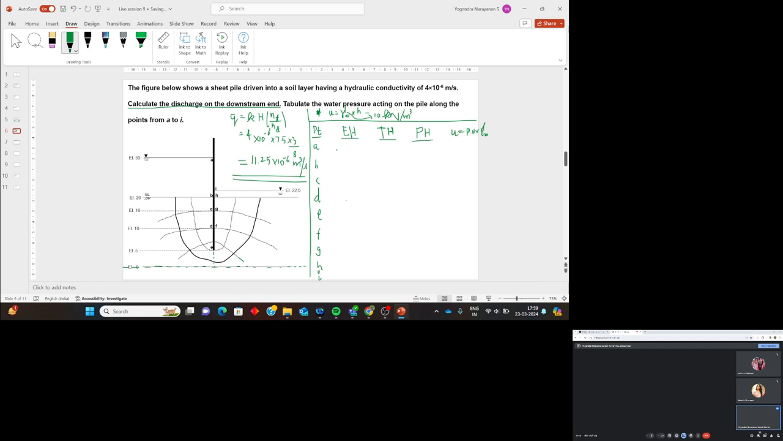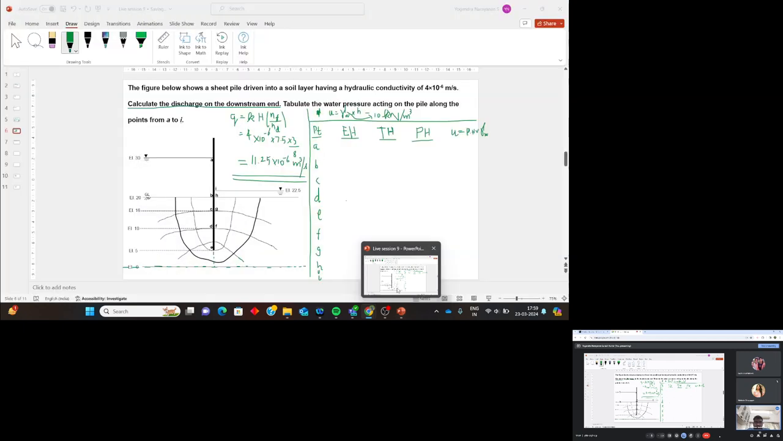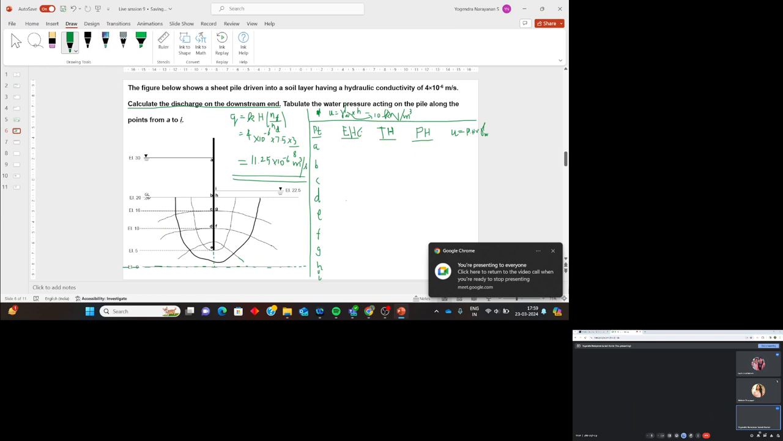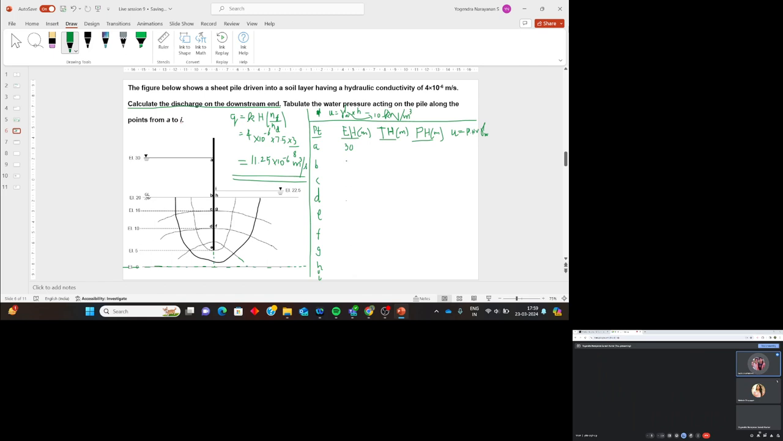Please respond. If you are responding only, then I can understand. There is no point in me solving here. So, what is the elevation head for the points? At point A, elevation head is 30. So, everything is in meters. 30 meters. At B, elevation head is 20. C is 16. So B and H will have the same elevation head, and C and G will have the same elevation head.